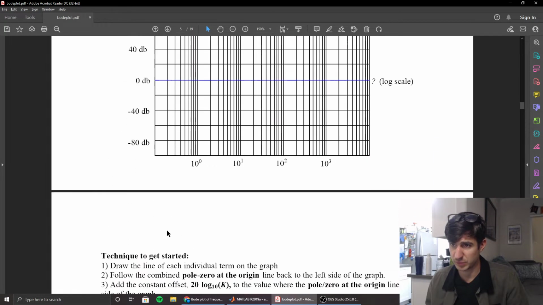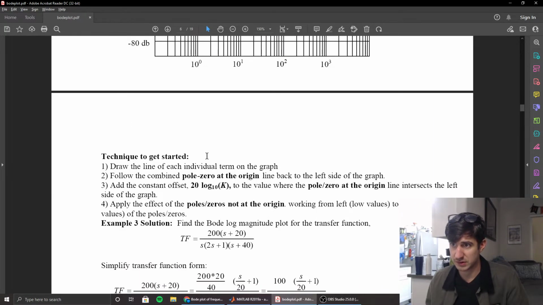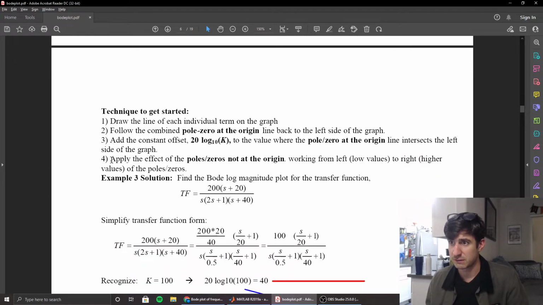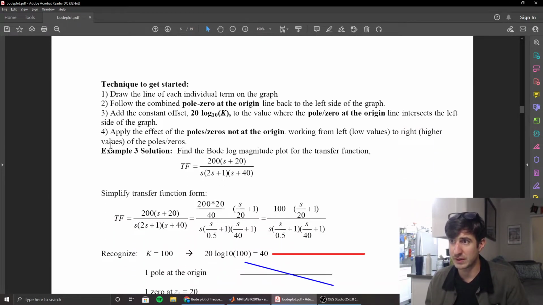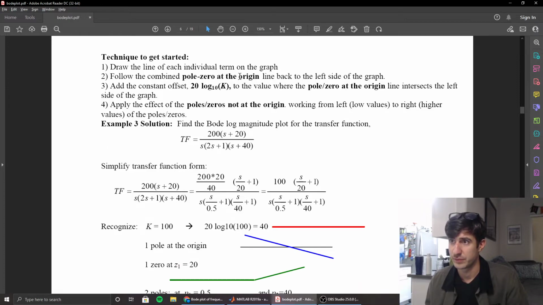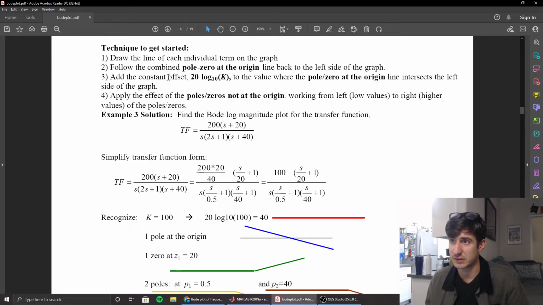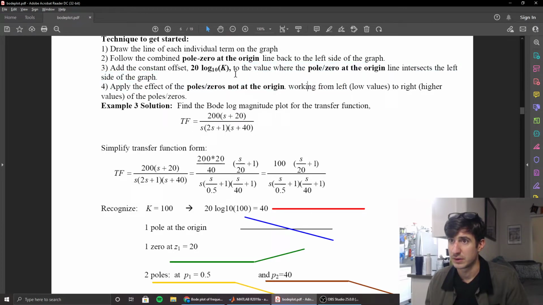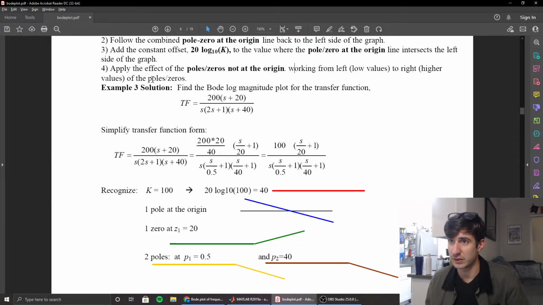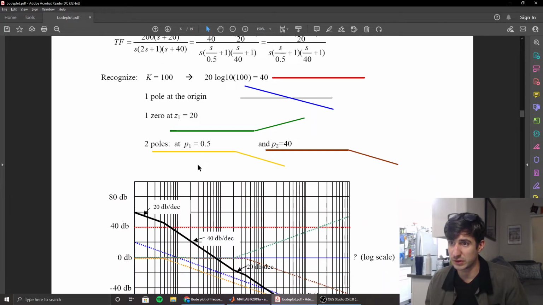Yeah, just making sure it's the same. Draw the line of each individual term on the graph. Follow the combined pole 0 at the origin, which is the line back to the left side of the graph. Add the constant term to where this intersects the left side of the graph, and apply the effects of pole zeros at the origin.